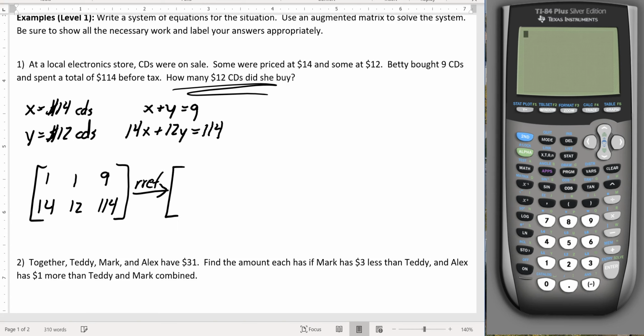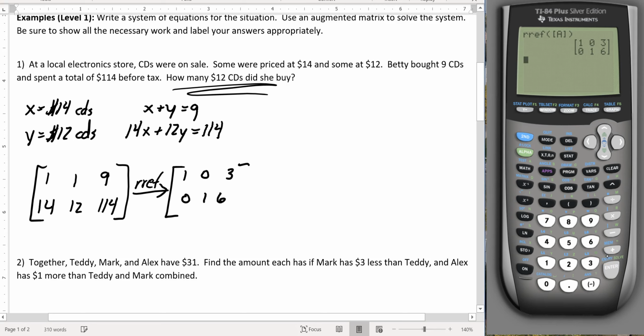So let's put this in our calculator. Second matrix, go over to edit. We have a 2 by 3 here we need to edit. So 1, 1, 9, 14, 12, 114. Excellent. Second quit, second matrix, math, up to RREF, second matrix A, close the parentheses, enter. 1 0 3 and 0 1 6. So that tells us that X equals 3, Y equals 6.